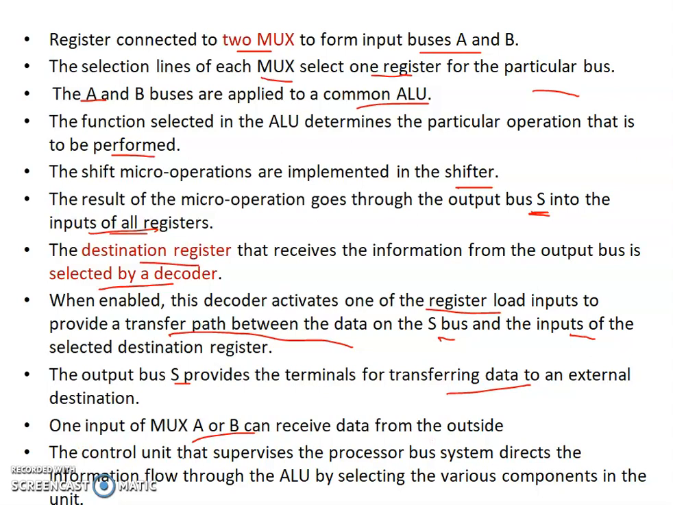Then the control unit that supervises the processor bus system directs the information flow through the ALU by selecting the various components in the unit. So these entire things will be controlled by whom? The control unit. It controls all the processes that are being performed by the different components of the processor.